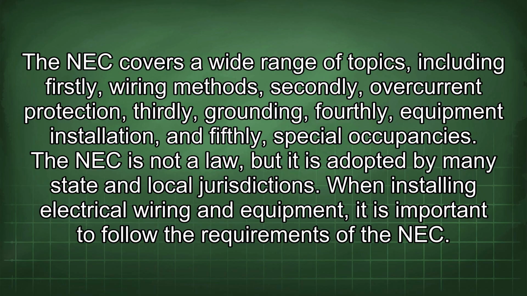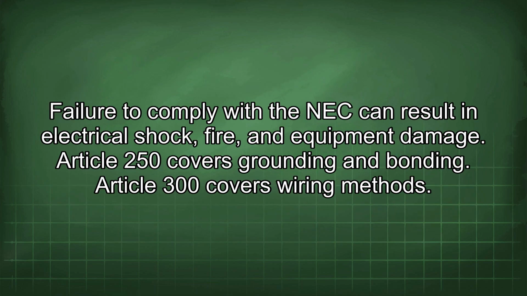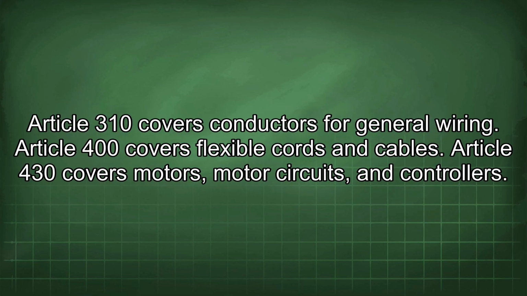When installing electrical wiring and equipment, it is important to follow the requirements of the NEC. Failure to comply with the NEC can result in electrical shock, fire, and equipment damage. Article 250 covers grounding and bonding. Article 300 covers wiring methods. Article 310 covers conductors for general wiring.